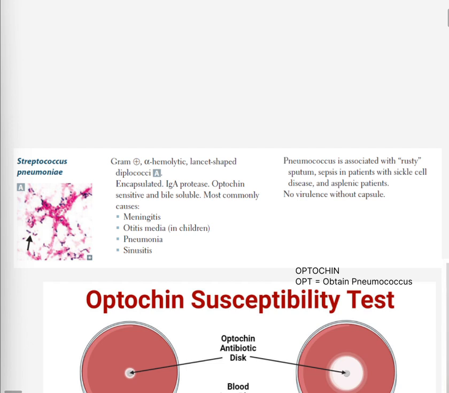and you get the disease. Right. So diseases, you can remember by MOPS, MOPS. M is for meningitis, O is for otitis media, especially in children, P is for pneumonia, and S is for sinusitis. These are the classic pneumococcal infections.